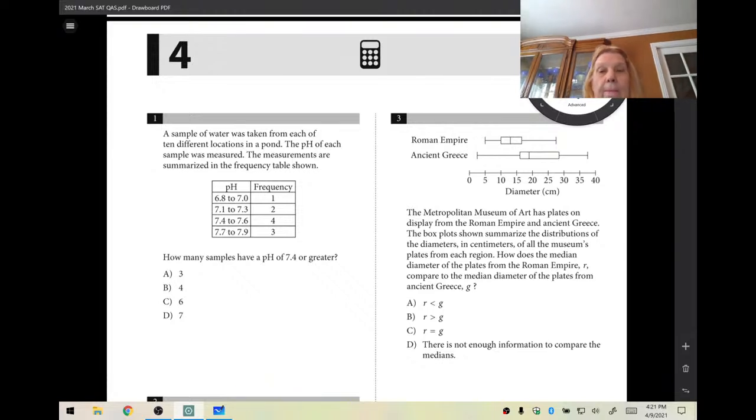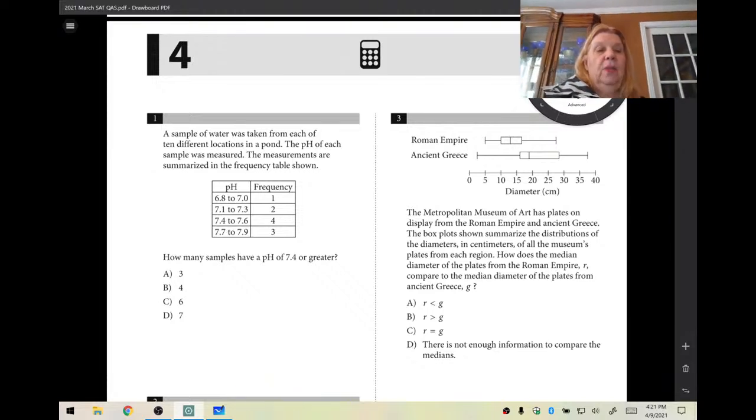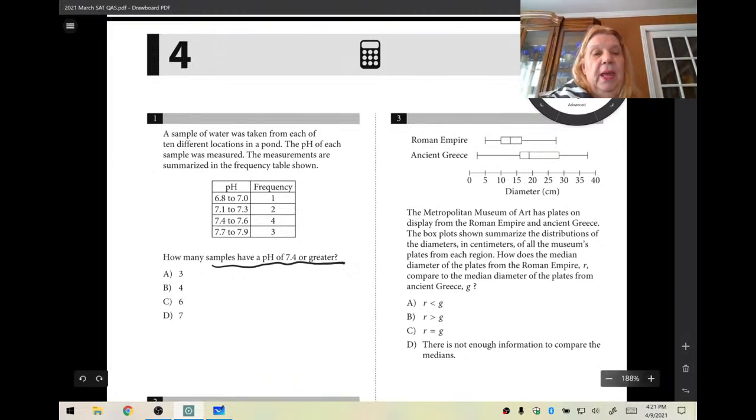So let's look at number 1. How many samples have a pH of 7.4 or greater? So that would be this section and this one, which is 7, which is answer choice D. Thank you, College Board, for 10 points.